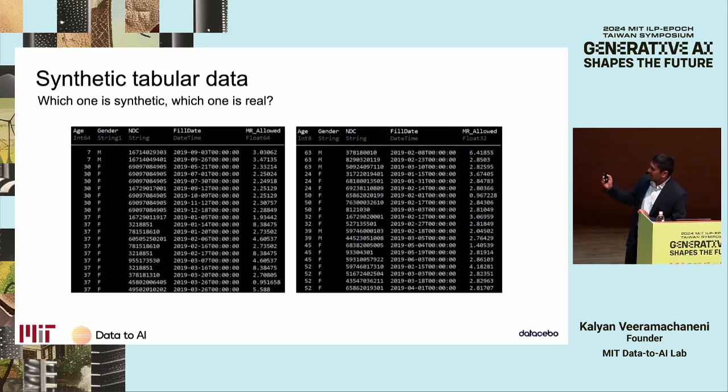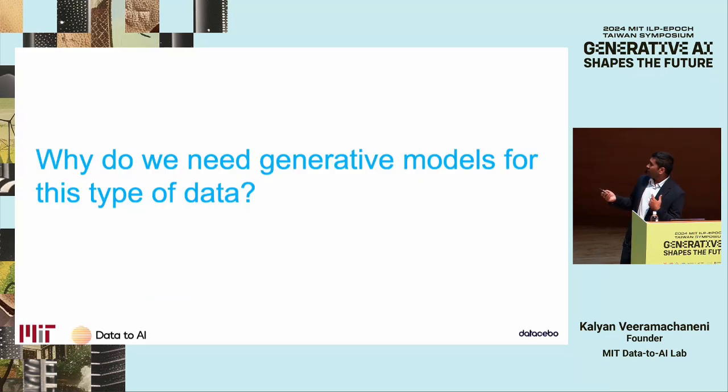I think the left is the real data and the right is the synthetic data. And this is the real benefit. You will get very realistic looking data when you generate it using a generative model. So why do we need a generative model for this type of data?